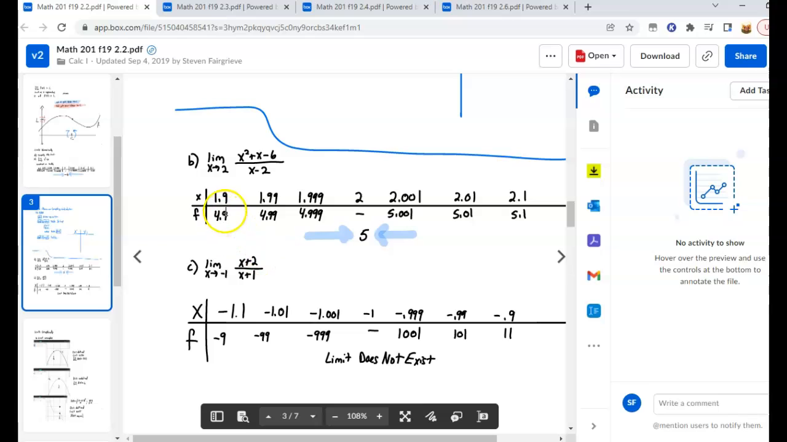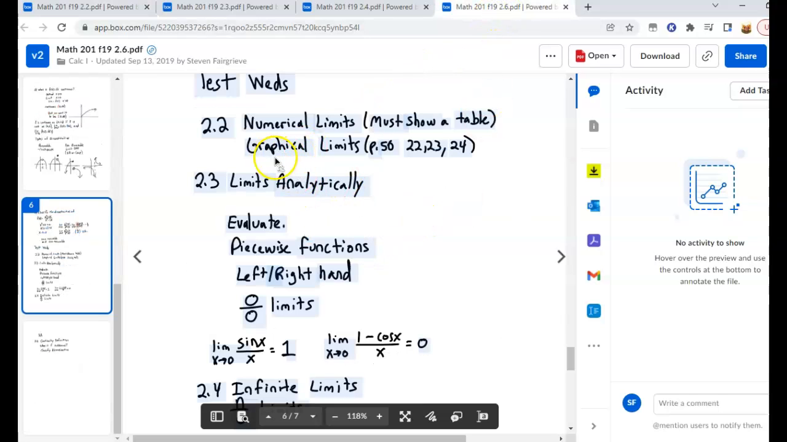Again, there's a second example from the notes with the rational function, where the values are squeezing in towards a particular value. Or it could be a case like this third example that we did, where the limit does not go to anything. You'll have a couple of questions where you're asked to deal with limits numerically, and it's very important you show the table, show the values that you're computing, and then state your conclusion based on those values. We then talked about graphical limits.